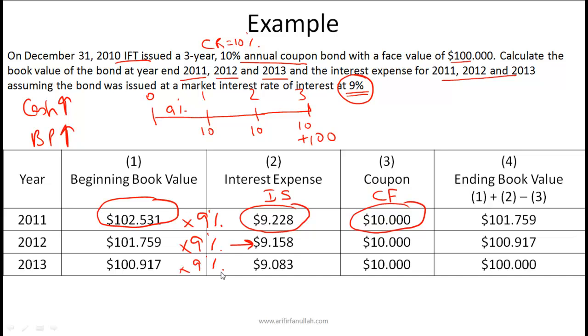Again, multiplied by 9%. Notice that no matter what happens to the market rate after the issuance, we continue to use the market rate that was in effect when the bond was issued. That is a financial reporting requirement. And in the end, following this procedure, we end up with a bond payable of 100.000 at the end of year 3, which is equal to the face value that needs to be paid back to the bondholder.